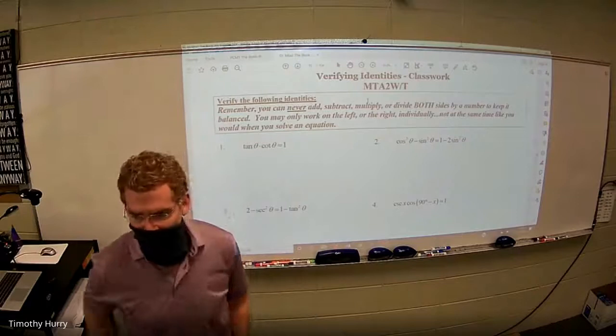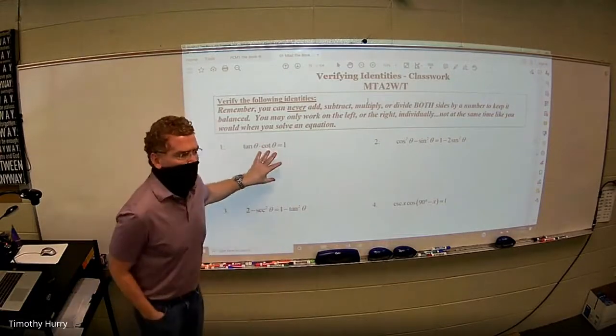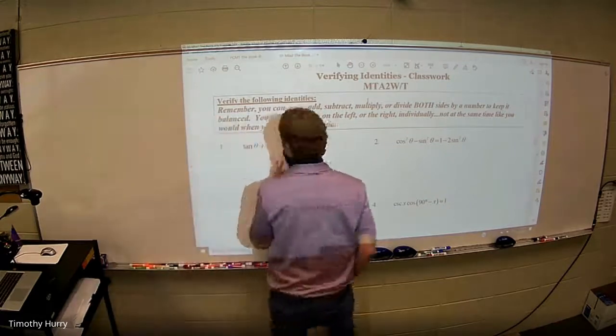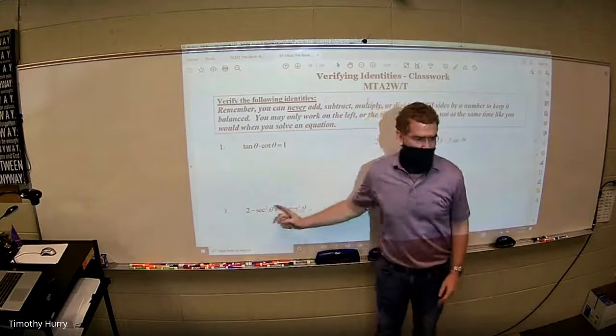I'm not even going to be that strict. I'm going to let you work on the left side if you want, and if you get kind of tired or lost, you can stop, maybe play around with the right side, which is especially nice when you have like a bunch of junk on both sides.